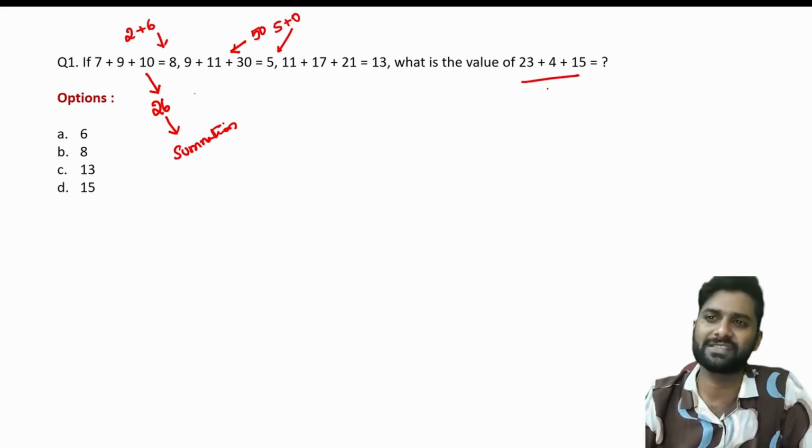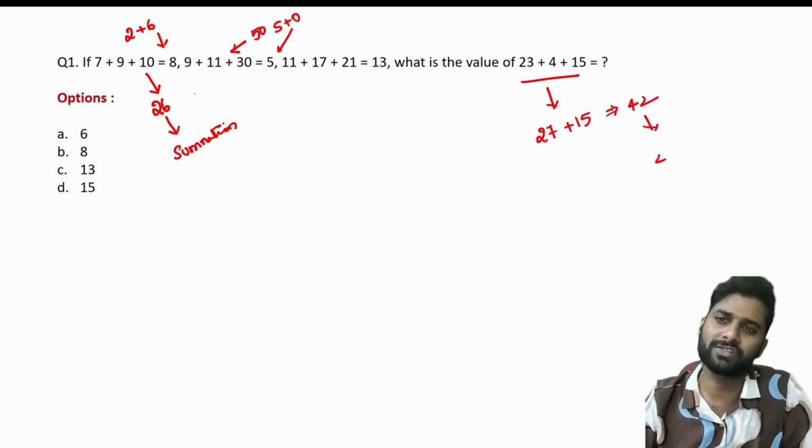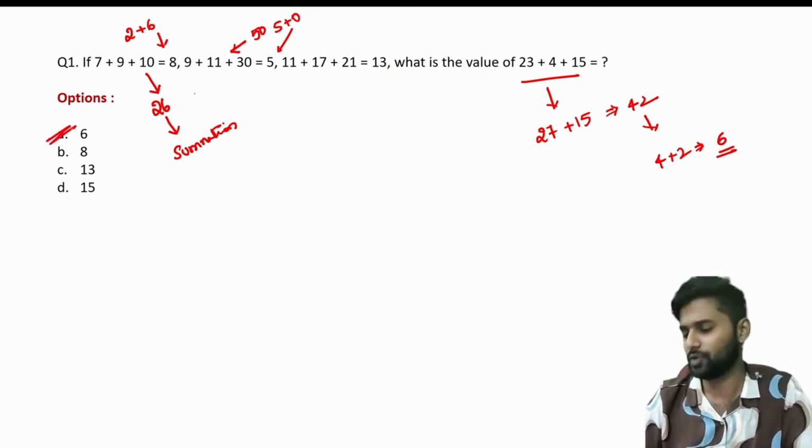Now, what is the answer for these numbers? The sum of all these numbers is exactly equal to 42. According to the logic, don't choose option 42. So 4 plus 2, the option is 6. Hope you understand the logic.